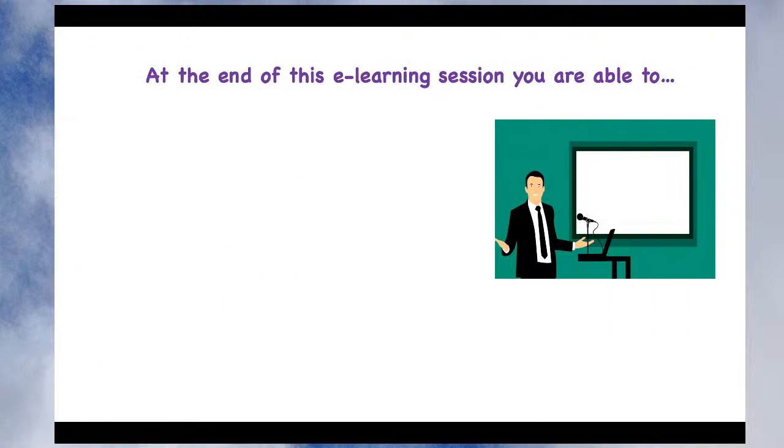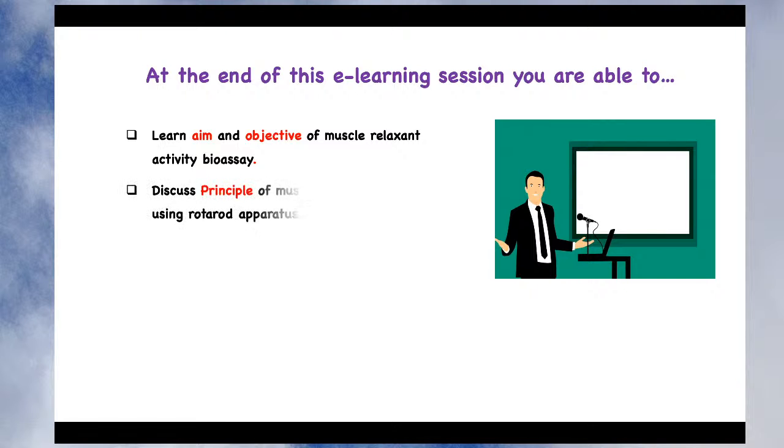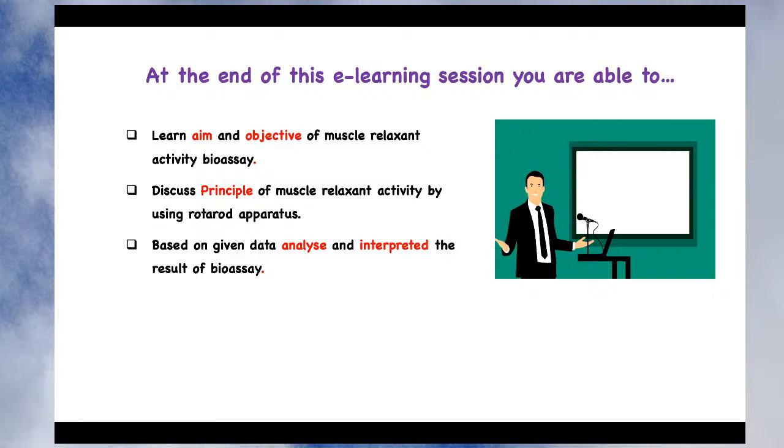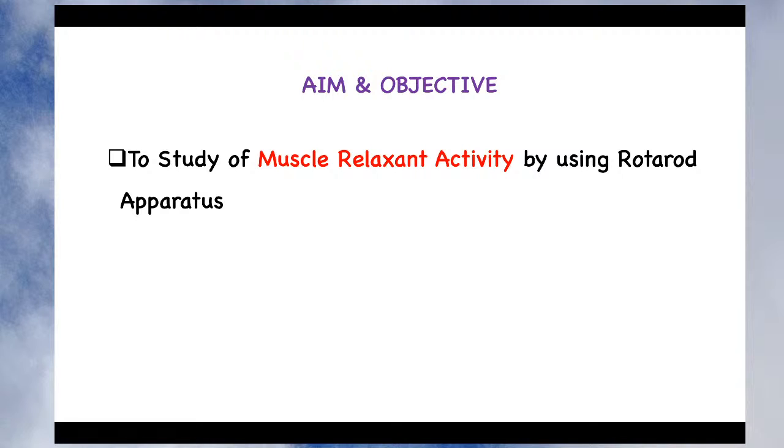At the end of this e-learning session, you will be able to learn the aim and objective of muscle relaxation activity, discuss the principle of muscle relaxation activity by using Rotarod apparatus, and lastly, based on given data, analyze and interpret the result of the bioassay. Let's see the aim and objective of this bioassay. So this bioassay is used to study muscle relaxation activity by using Rotarod apparatus.